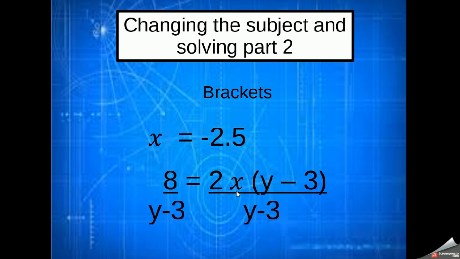So instead, what I'm going to do is divide both sides by y minus 3 because this is in a bracket. Remember, if it wasn't in the bracket, we couldn't do it. So by doing this, we're going to cancel off the y minus 3. And we're left with 8 over y minus 3 is equal to 2x. And remember, we could only do that because it was 2 times x times the bracket y minus 3.